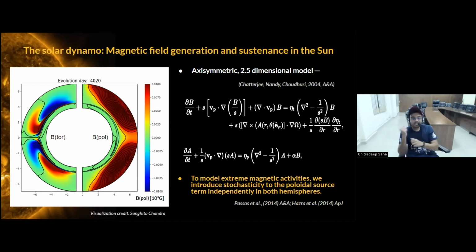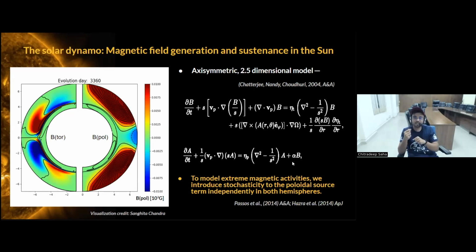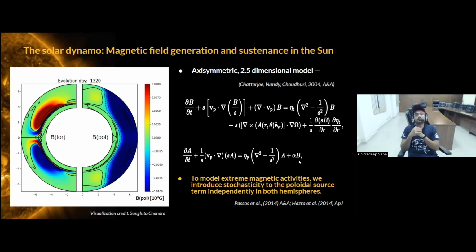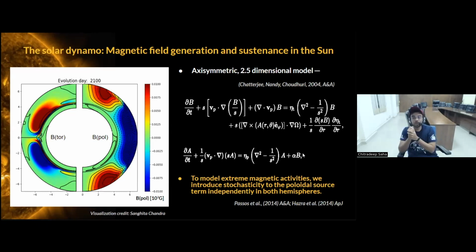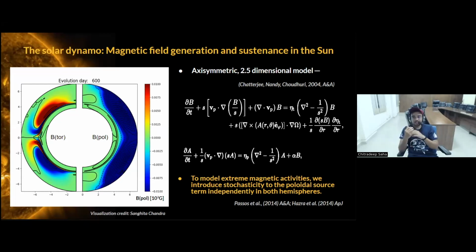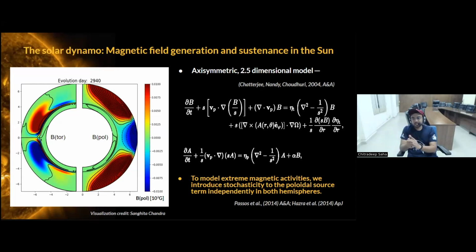To model these extreme magnetic activities, we incorporate stochastic forcing in the model. Essentially, these forcings are encoded in the source term, alpha B here. This alpha B term is called the generating term or the poloidal source term, which couples this B with this A. You keep on solving this coupled system of equations and generate a time series of how the large-scale magnetic field of the sun is evolving in time.